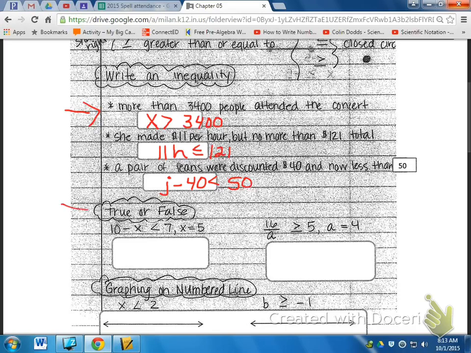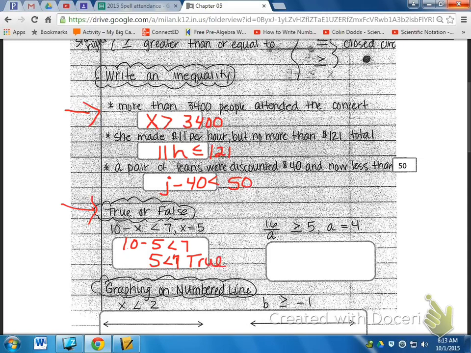Okay, the next thing, you're going to think you went back to elementary school. True or false? 10 minus x is less than 7 if x equals 5. Cece, what do you think I ought to do here? 10 minus 5, definitely. 10 minus 5 is less than 7. And what's 10 minus 5? 5 less than 7, true or false, Cece? That's what you're going to do.